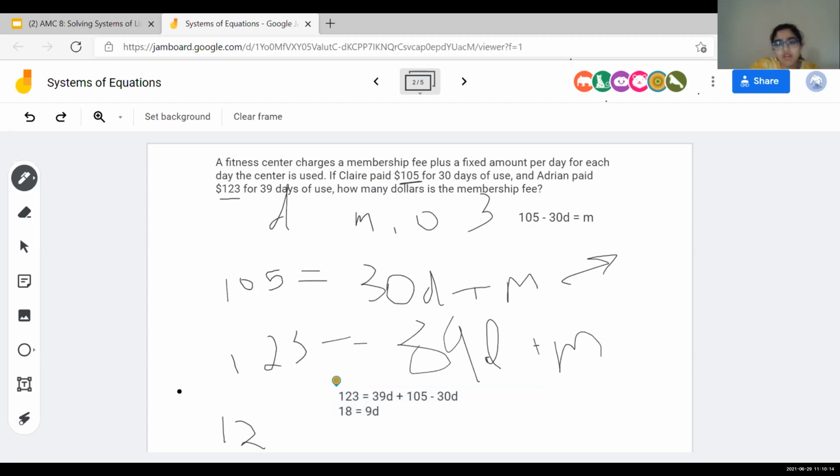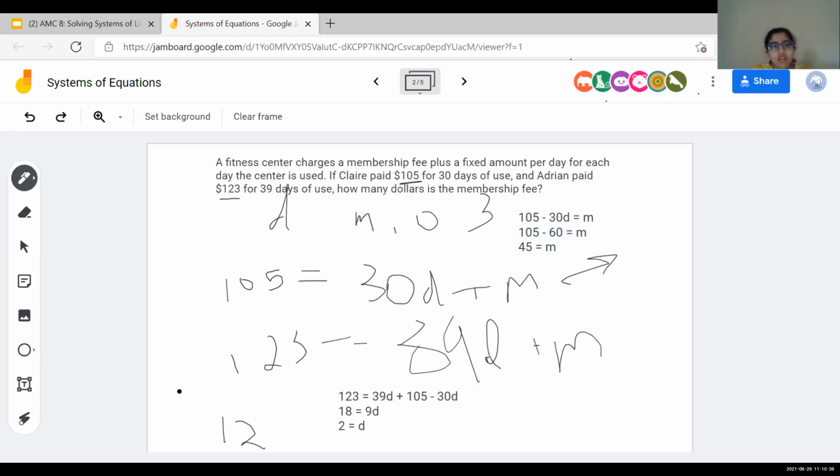However, we're trying to figure out what the membership fee is, so we have to solve for M now. We know that 105 minus 30D is equal to M, so we can plug in 2 for D. We get 105 minus 60 equals M, which simplifies to 45 equals M. So the membership fee is $45. That is the explanation.